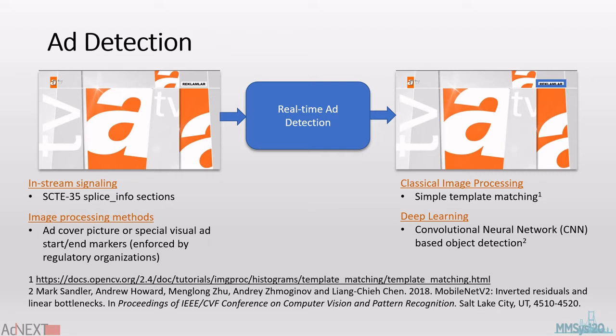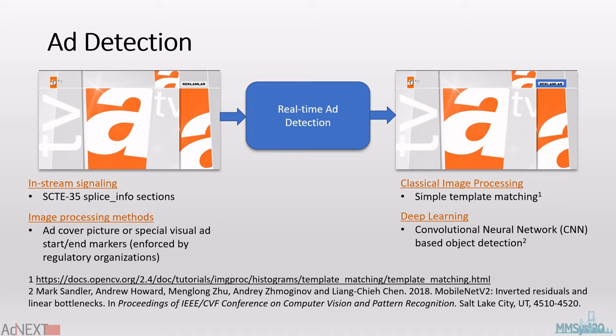times. And in Turkey, luckily, there's the Radio and Television Supreme Council. It's an organization regulating TV content, and they enforce visual markers for the ad start and end times during the commercial breaks. Here we see an example of these markers, and a detection on the right-hand side in the blue rectangle. And we use two methods for this.